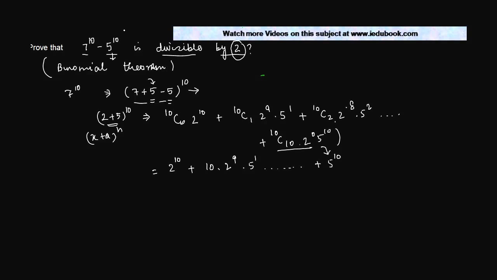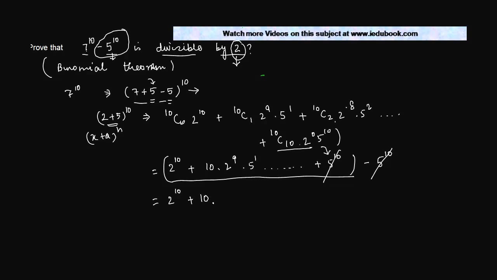Now we knew that 7 to the power 10 is this, minus 5 to the power 10. This is what we have to prove, that it is divisible by 2. Now if you notice, this 5 to the power 10 will get cancelled with this 5 to the power 10. So what are we left with? We are left with basically 2 to the power 10 plus 10 into 2 to the power 9 into 5 to the power 1 plus, this will keep on decreasing until you reach 10c9, because 10c10 was what we had there, into 2 to the power 1 into 5 to the power 9.